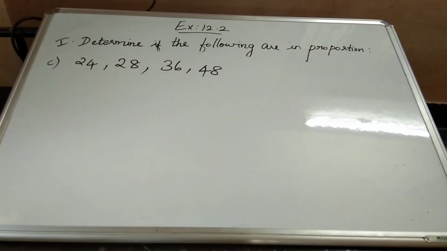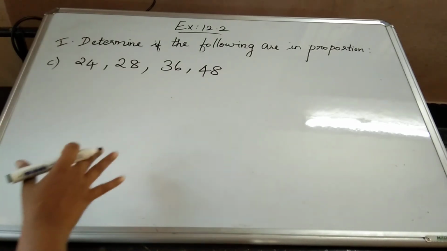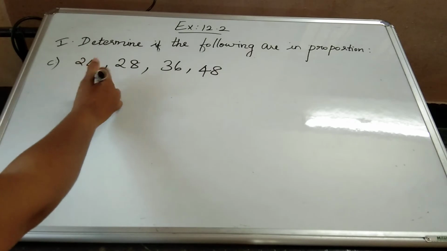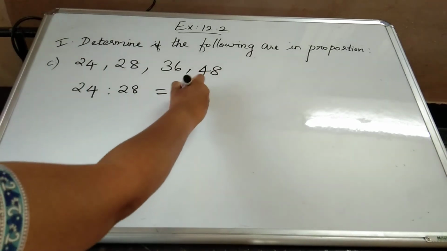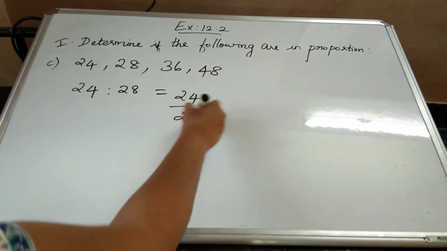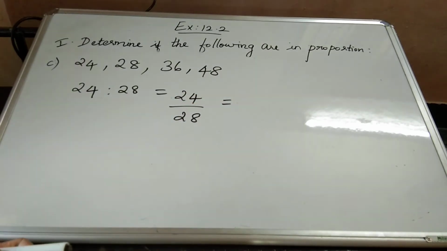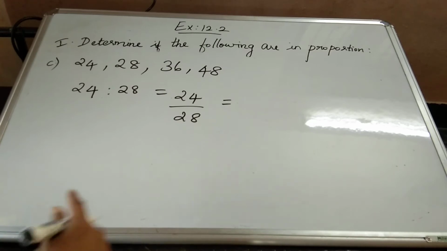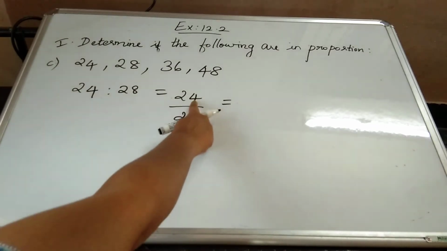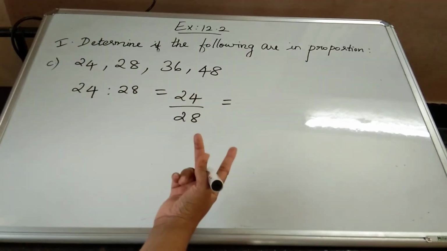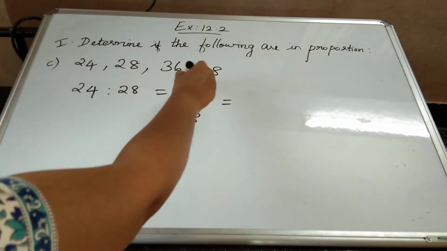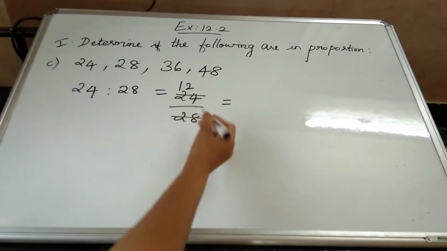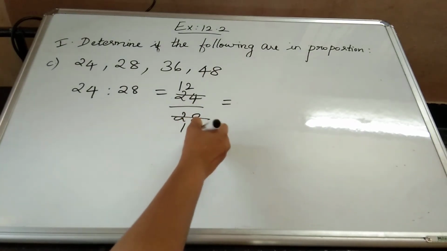Next, see sum 24, 28, 36 and 48. Now we have to check whether they are in proportion. So the first two numbers, 24 is to 28. So write them in fraction. So 24 divided by 28. Now which table can we cancel? Ones place you are having even numbers. So can I take 2 table? Yes, so 2 table I am taking. So 2 ones are 2, 2 twos are 4. Here 2 ones are 2, 2 fours are 8.